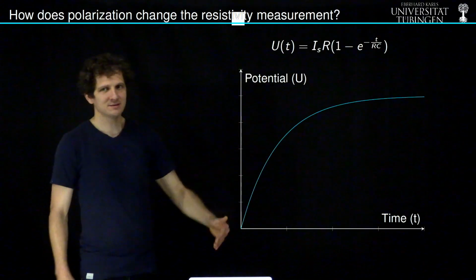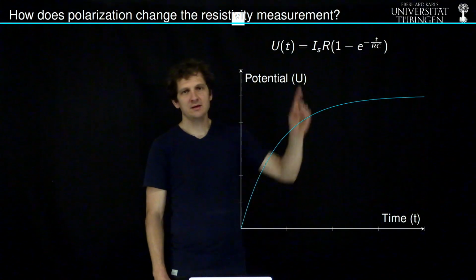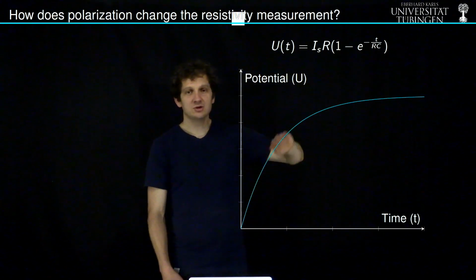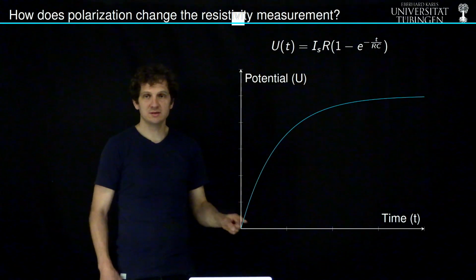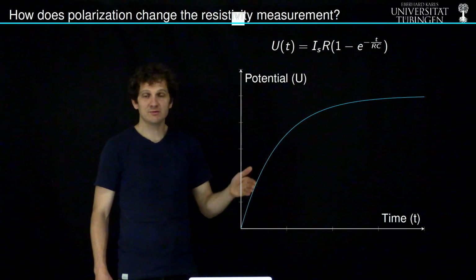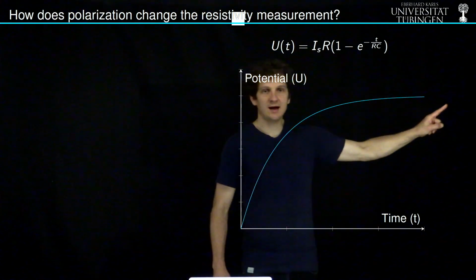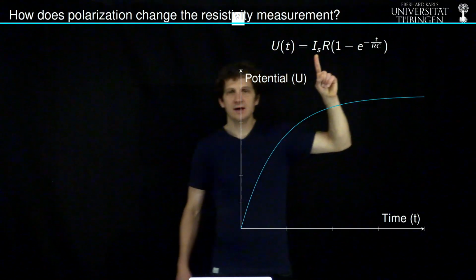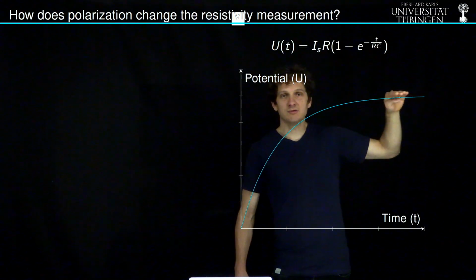On the y-axis, we have potential U. On the x-axis, we have time t. And I visualized this function here, and it shows what it's supposed to show. At the beginning, the potential is 0, but then immediately it responds. It starts ramping up. And for very, very large times, the potential will be constant. In fact, it will be I_S times R, we will be in the Ohm's law regime.